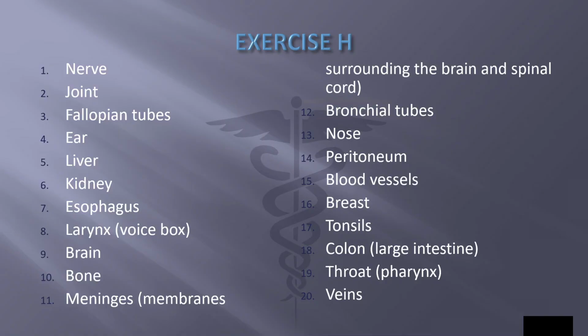17, tonsillitis, inflammation of the tonsils. 18, colitis, inflammation of the colon or large intestine. Number 19, pharyngitis, inflammation of the throat or pharynx. And then 20, phlebitis, inflammation of veins.